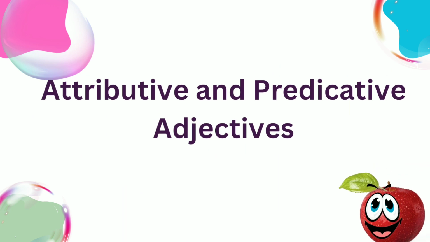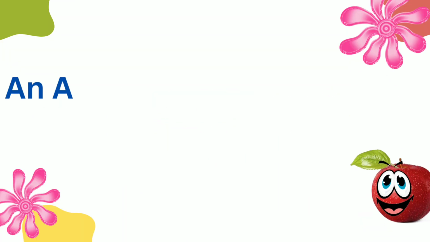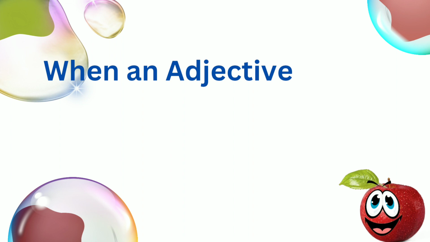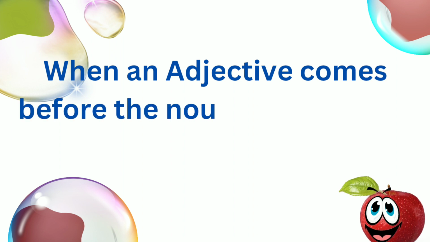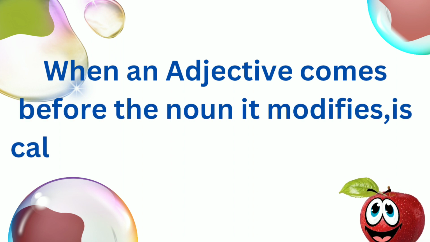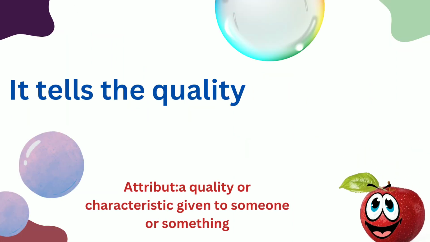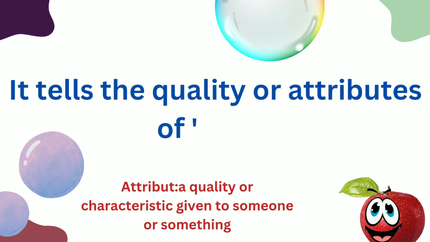Attributive and predicative adjectives. An adjective usually comes right before a noun. An adjective that comes before the noun it modifies is called an attributive adjective. It tells the quality or attribute of the noun.